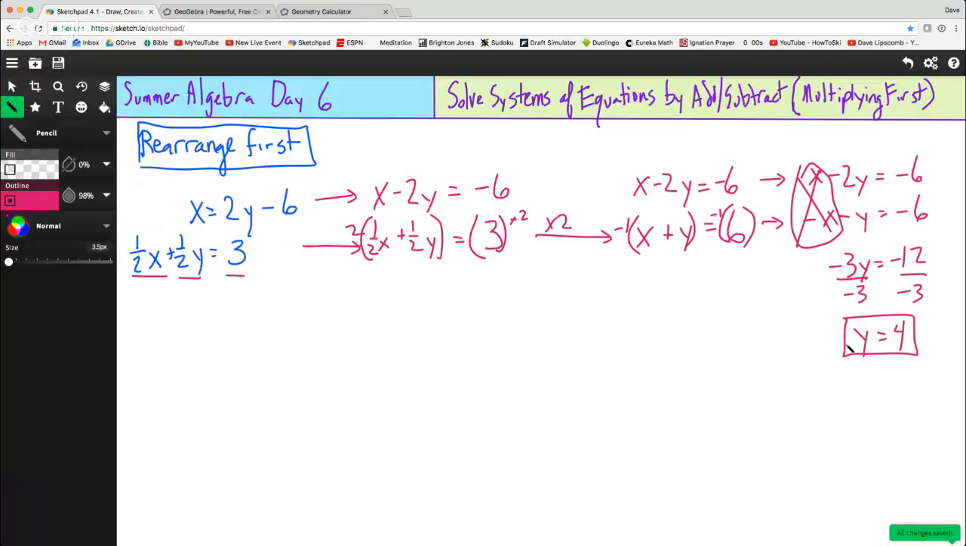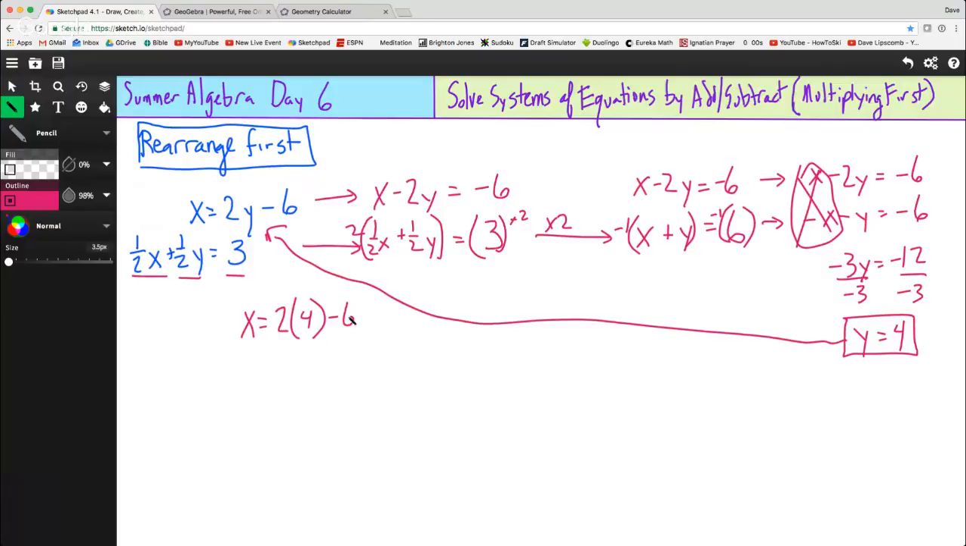So now I'm going to take it all the way back to one of my 2 original equations to find my x. So my x is equal to 2 times 4 minus 6. So x equals 8 minus 6 equals 2. So x is 2. So I have 2 comma 4.